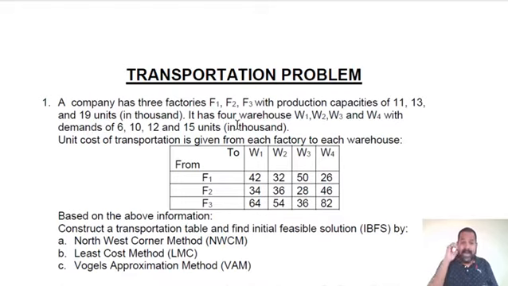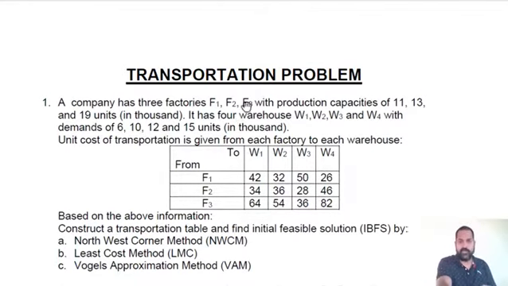It has four warehouses, W1, W2, W3 and W4. Well, what do I do with these warehouses? It has four warehouses with demands of 6, 10, 12 and 15. So I'm producing in a factory and then I'm sending it to a warehouse. There are three factories while there are four warehouses: warehouse 1, warehouse 2, warehouse 3 and warehouse 4, which demand 6, 10, 12 and 15 units in thousands. So the warehouses have a demand of 6 units, 10 units, 12 units and 15 units respectively.